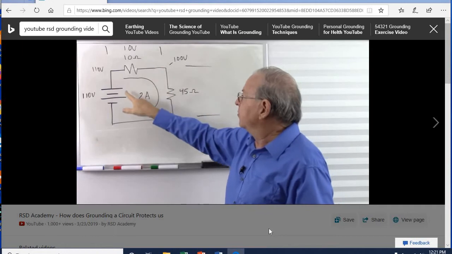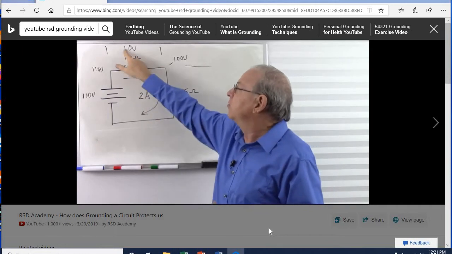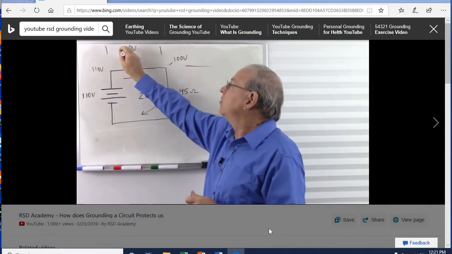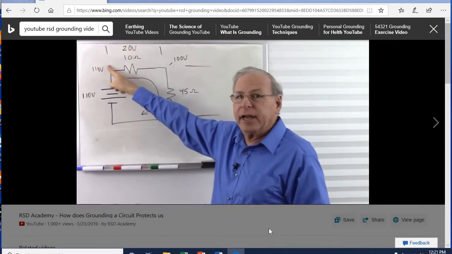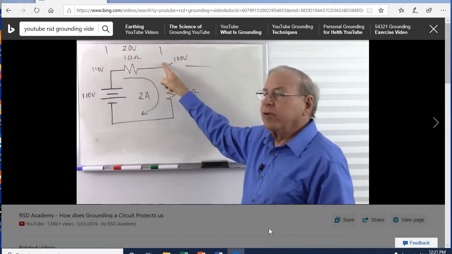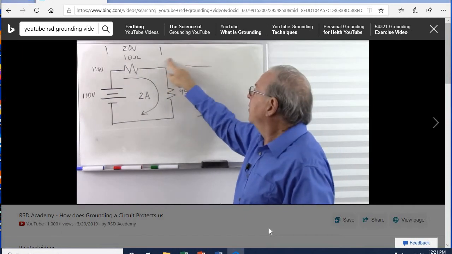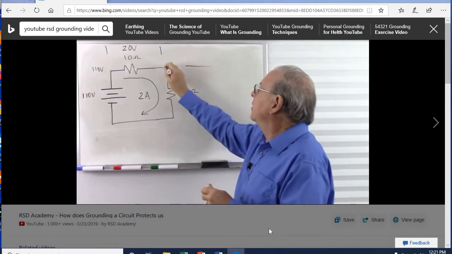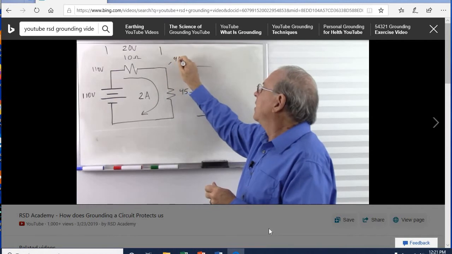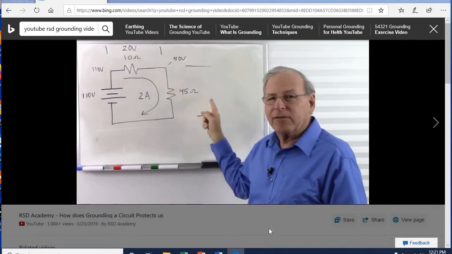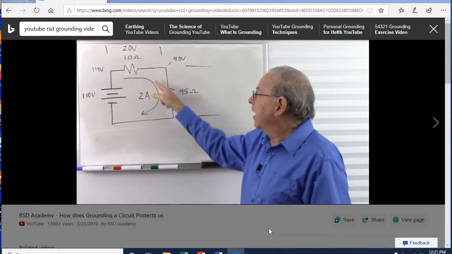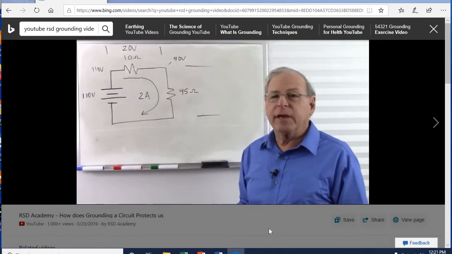So what happens is I have 2 amps through 10 ohms. Now that becomes 20 volts. So now I start with 110. I lose 20 volts coming to here. So now I'm down to 90 volts. That's the key to what happens later on. The more current I take, the lower this voltage becomes.